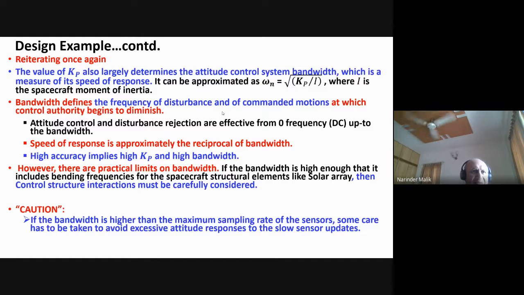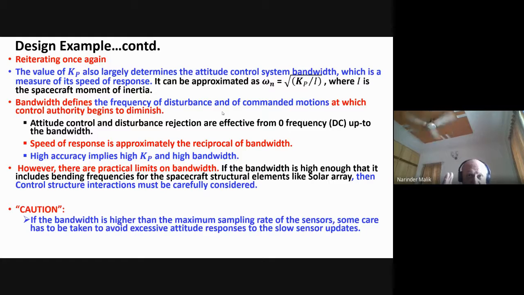So let me once again reiterate what I have said. The value of Kp also largely determines the attitude control system bandwidth, which is a measure of its speed of response. Omega n is equal to square root of Kp by I, where I is the inertia of the spacecraft. Now, what is the definition of bandwidth? Bandwidth defines the frequency of disturbance and of commanded motion at which control authority begins to diminish. What it means is, less than omega n, the control authority is okay.